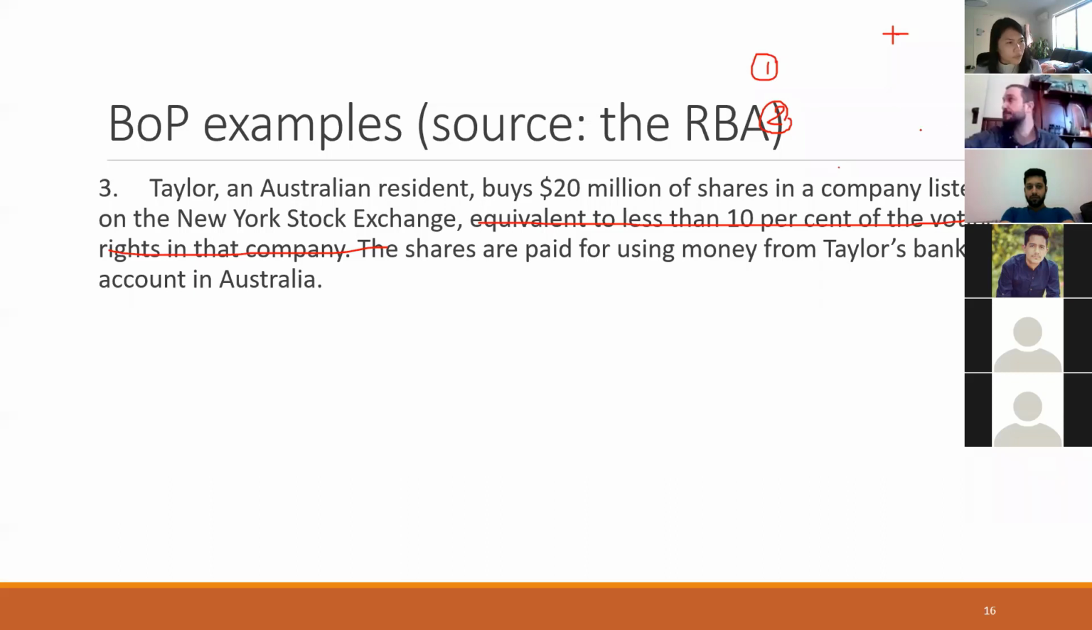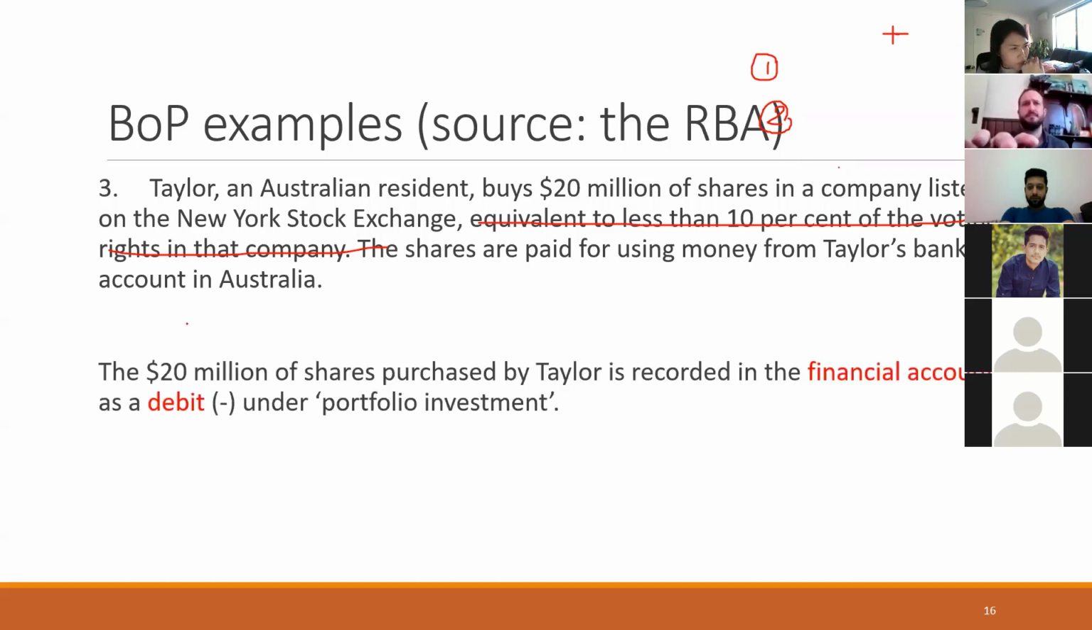So most people chose answer A, which is correct. So if you purchase the shares, you're gonna have to pay money. So the purchase is going to go into the portfolio investment entry in your financial account as a debit, okay, because you paid. So if you have a cash outflow, you're gonna record it as a debit, okay.